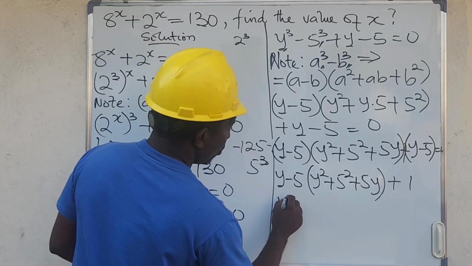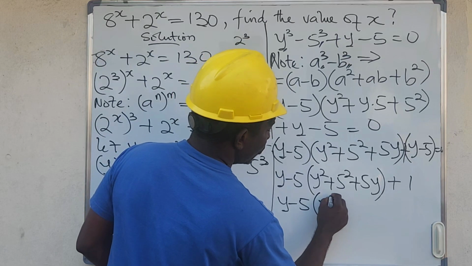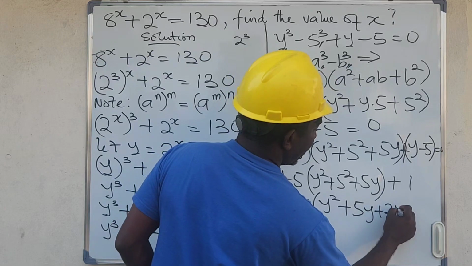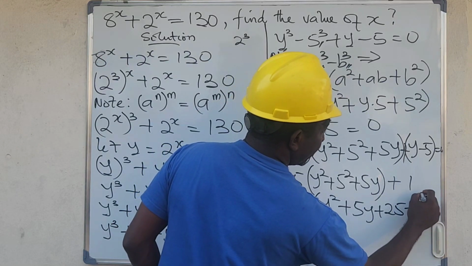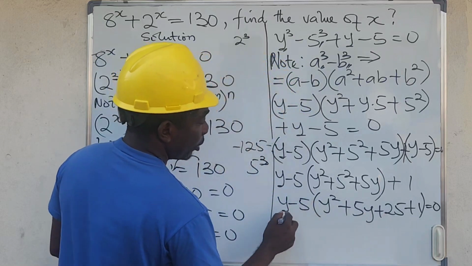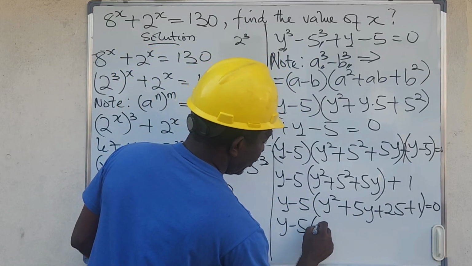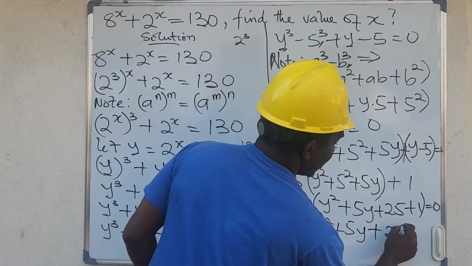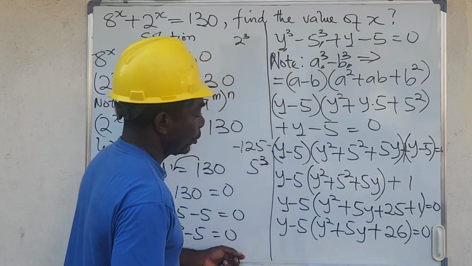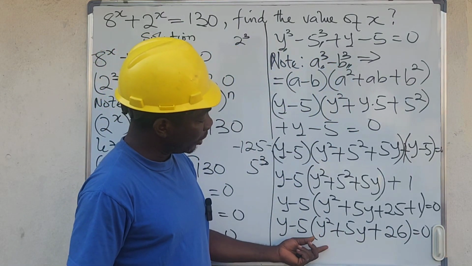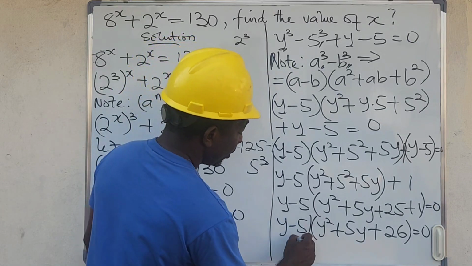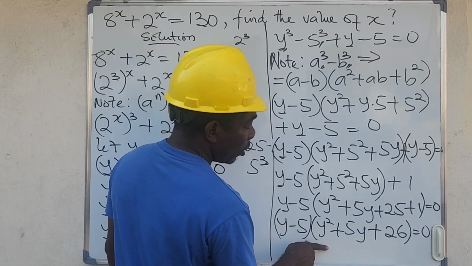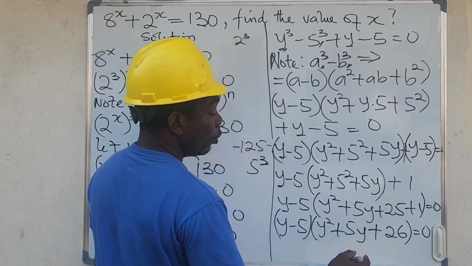So we can expand this. This will become y minus 5 into y squared plus 5y plus 25, then plus 1 equals 0. So this will become y minus 5 into y squared plus 5y plus 26 equals 0. So this is our new equation. What we are going to do now is set the first parenthesis equal to 0 and the second parenthesis equal to 0, when we have two parentheses like this.